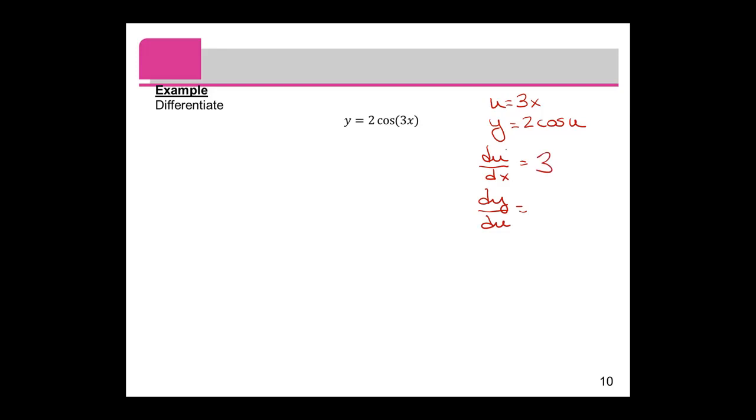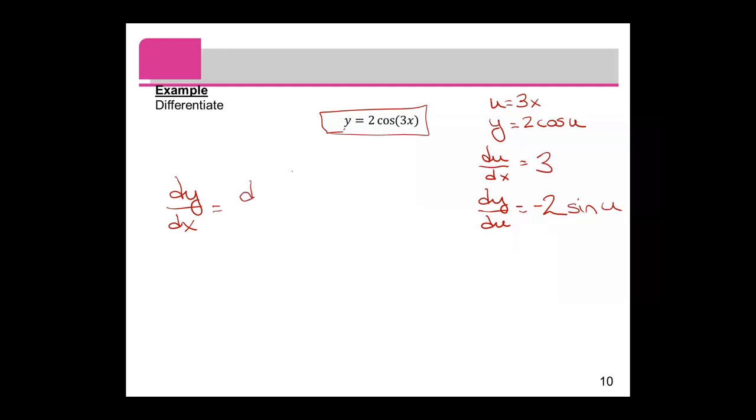And what's that going to be? That's going to be 2 negative sine of u, right? Perfect. And then what am I looking for? I'm looking for dy/dx because I'm looking back at my original and I can see that I want to take the derivative of y with respect to x. And what am I going to use? What am I going to chain together to get that?